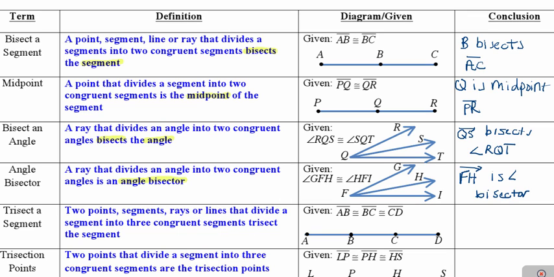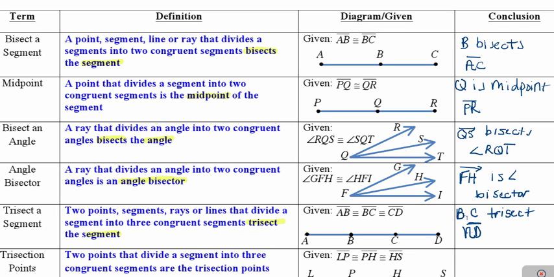Now moving on, we can also trisect segments and angles. So two points, segments, rays or lines that divide a segment into three congruent segments trisect the segment. So if we look at our given, we have three congruent segments, AB, BC, and CD. So the conclusion that we can make is that points B and C trisect segment AD. So trisect means divide into three, bisect means divide into two.